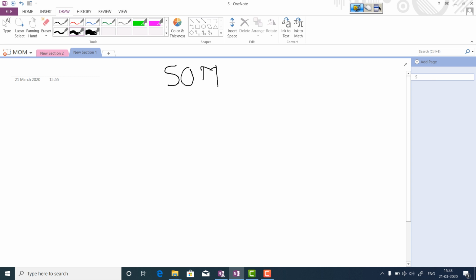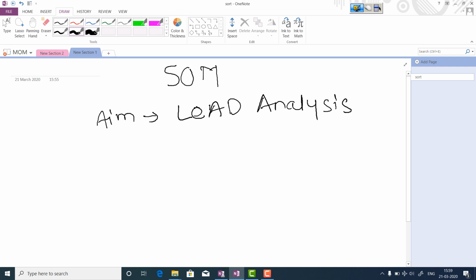So in strength of material, our objective or aim is to do load analysis. Our aim is to do load analysis. Now, what is the meaning of load analysis?